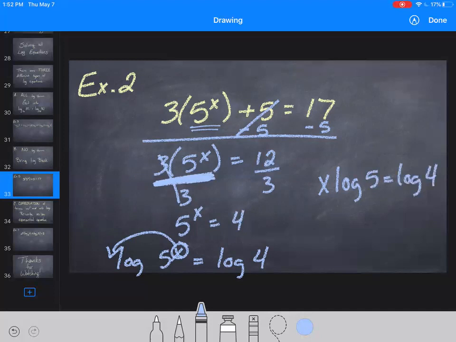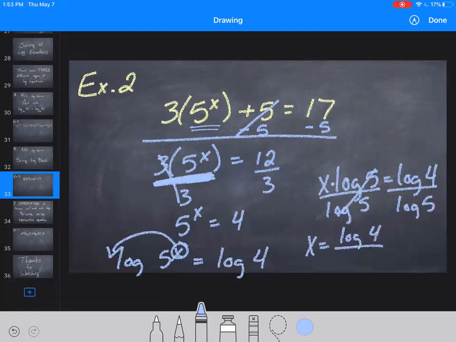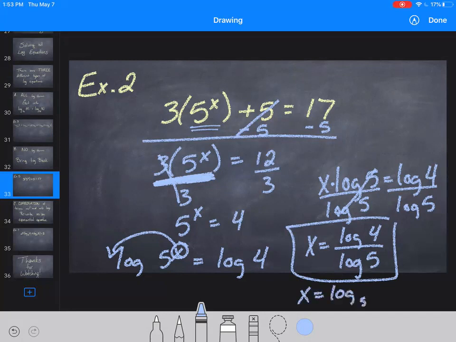And now I want to get my x completely alone. Well, we're multiplying x times log of 5. So I'm going to divide by the log of 5. And when those go away, I get x is equal to log of 4 divided by log of 5. This is one way we can write our answer. The second way that we could write our answer is x is equal to, using that change of base property, we could write log base 5 of 4. This is another way we could write our answer. If you wanted the numerical value, you would just type this into the calculator.